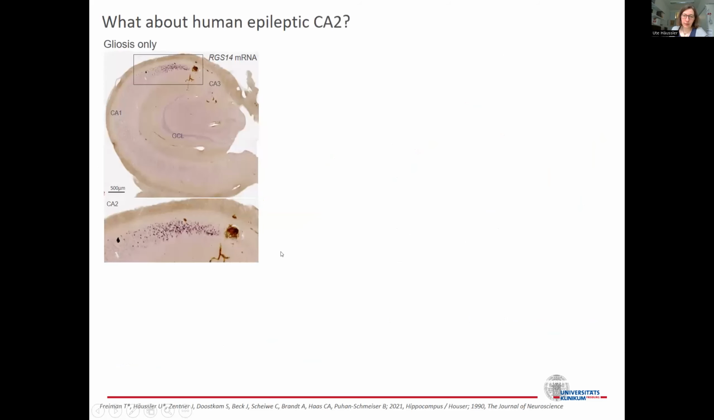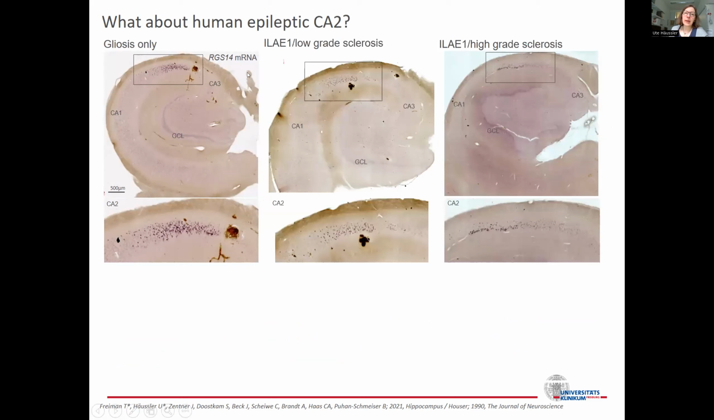And since we started today with human CA2, the question is what happens to human CA2 in epilepsy, and this is an RGS14 in situ hybridization in human tissue, and this is a case where there is a patient that had epilepsy, but it was later on classified according to the cellular pattern as no hippocampal sclerosis, and in that you see the location of the RGS14 positive cells in CA2. And depending on the grade of sclerosis, so low grade or high grade sclerosis, there is a partial cell loss of the CA2 pyramidal cells, but there's also a partial preservation of CA2 pyramidal cells, and this depends on the grade of sclerosis in the total hippocampus.